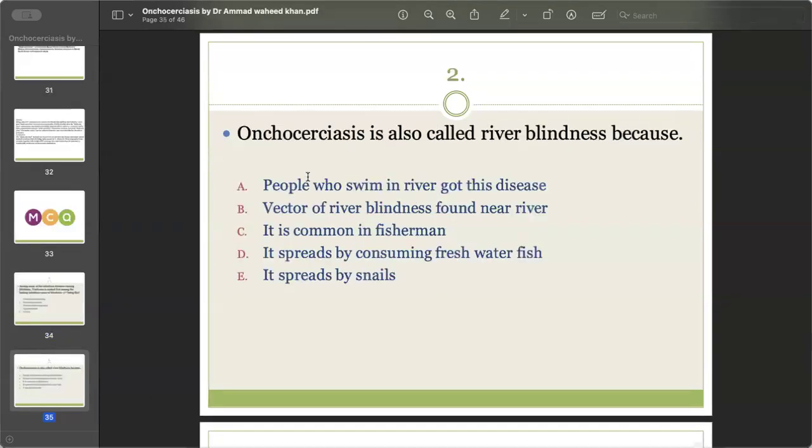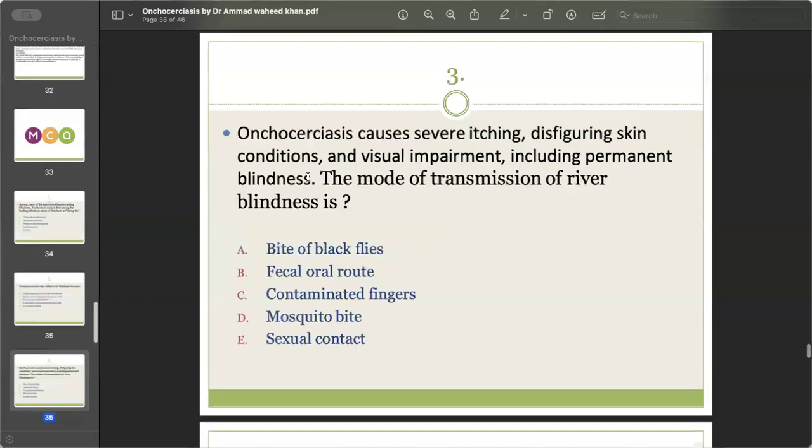MCQ number two. Onchocerciasis is also called river blindness because: option A, people who swim in rivers get this disease; option B, the vector of river blindness is found near rivers; option C, it is common in fishermen; option D, it spreads by consuming freshwater fish; option E, it spreads by snails. B is the right answer.